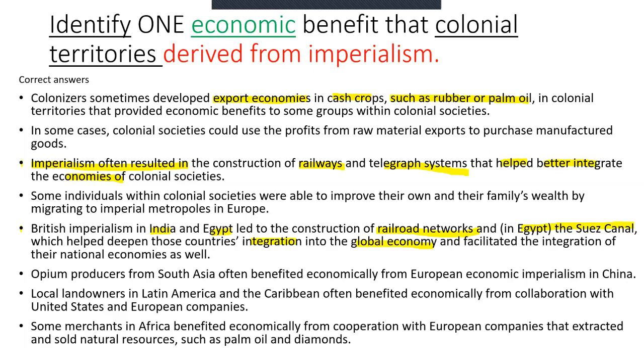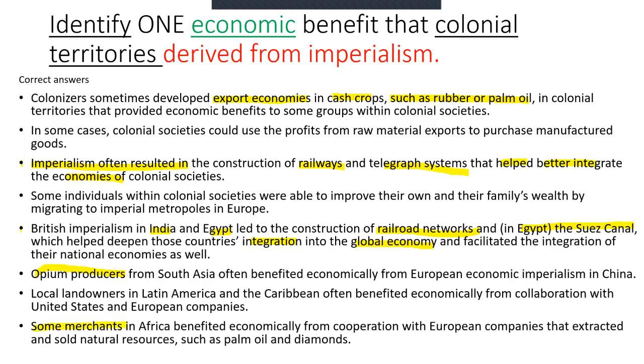This one's kind of interesting. Opium producers, so these are people who are making opium in South Asia, in Afghanistan, benefited economically from economic imperialism in China, because they had some place to sell their opium. Normally, we wouldn't argue that the British being drug dealers is a good idea. In this case, it did benefit some people. Where does this one get you over the top?